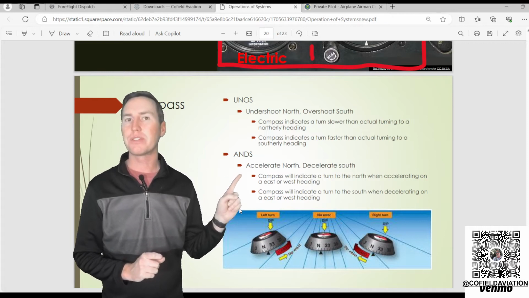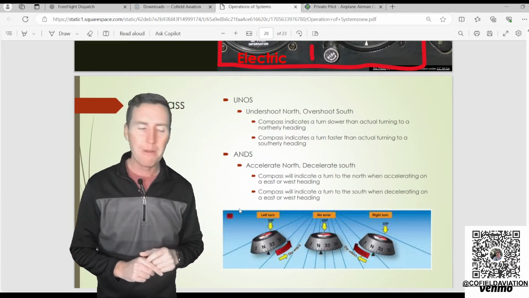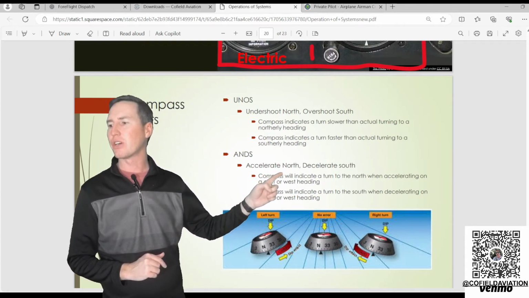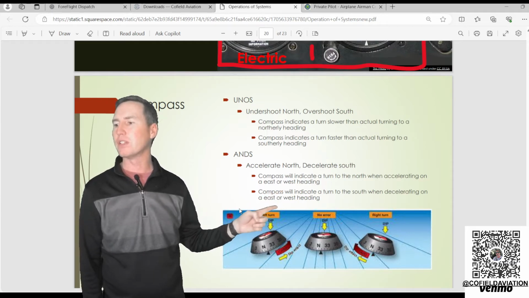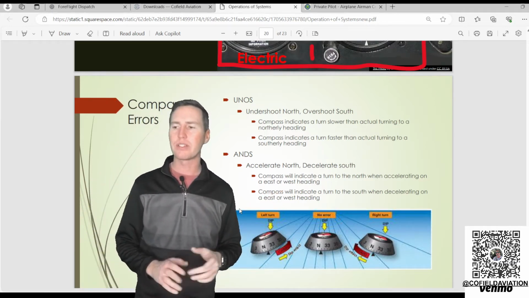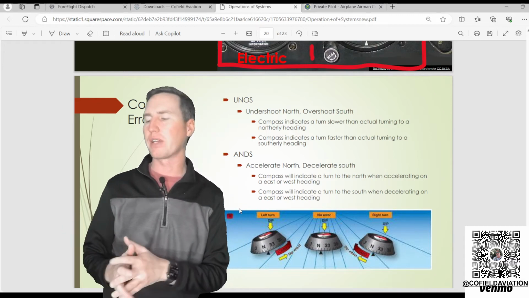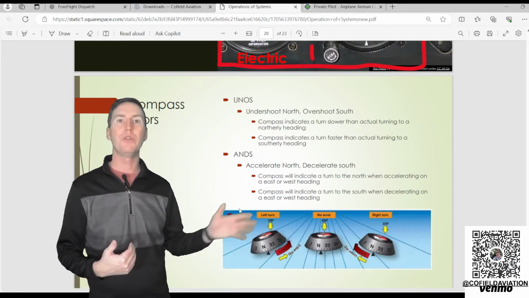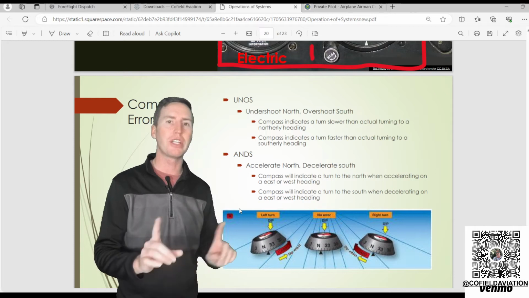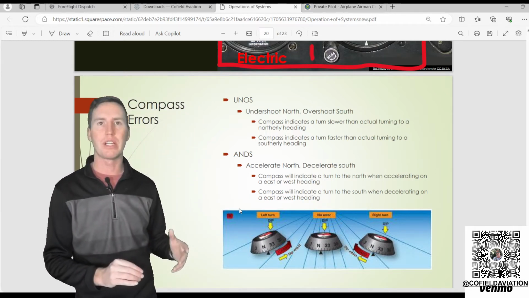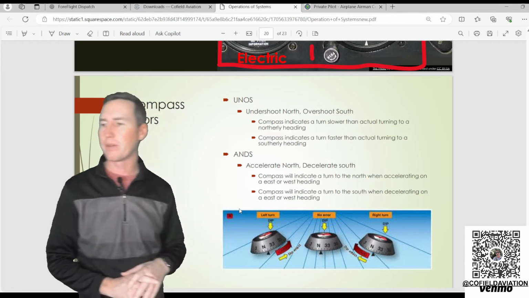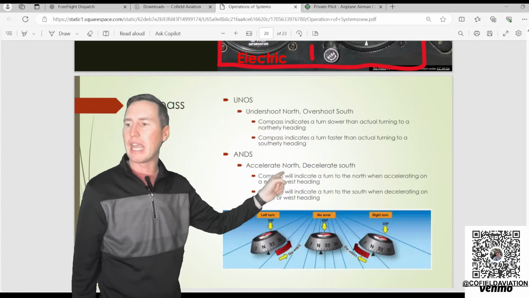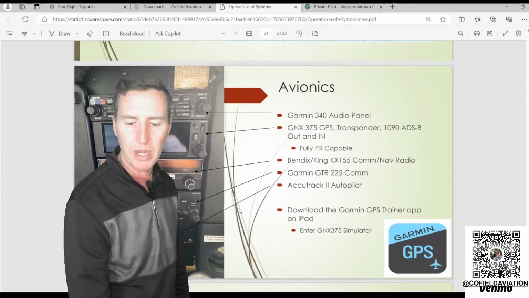ANDS is your acceleration errors. So this is only going to be on east and west headings. If you accelerate on an east or west heading, it's going to indicate a turn to the north. All right. If you are decelerating on an east or west heading, it's going to slightly indicate a turn to the south. It'll kind of dip a little bit to the south. If you're accelerating or decelerating to the north or south, you get no errors. Okay, so your turning errors are north and south, your acceleration errors are east and west there. So this is kind of your compass errors. UNOS, undershoot north, overshoot south, and ANDS, accelerate north, decelerate south. It's a great way to remember that.